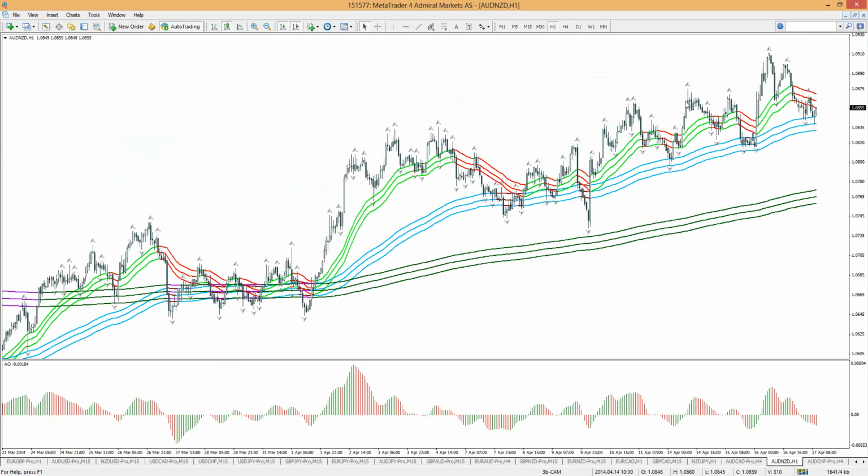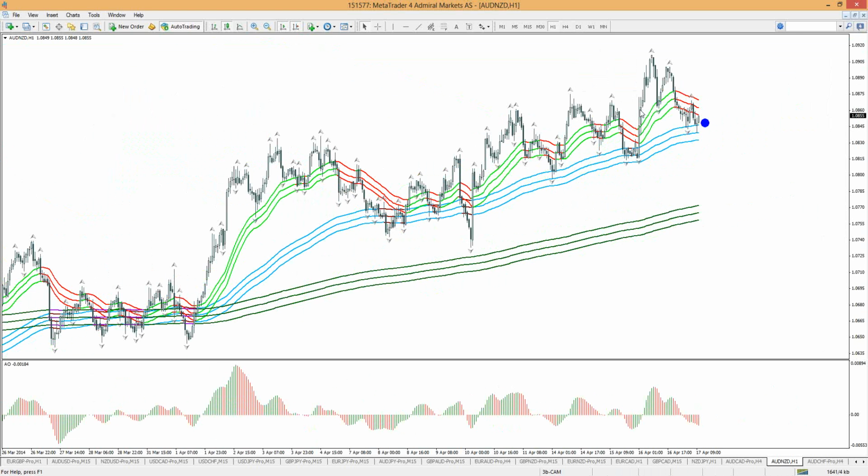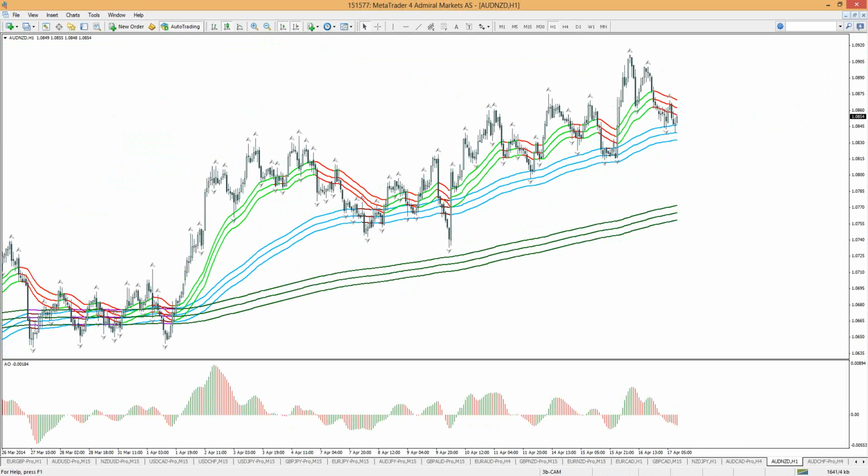Now that weakness doesn't have to go in a straight line. It could have a bounce here and then get like this. It could go up, down, like that, and that could be choppy. But in general, maybe that could happen.